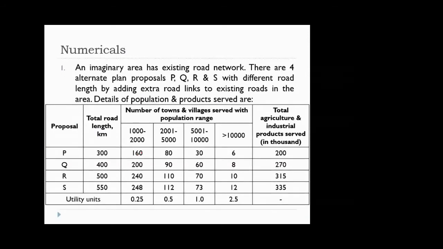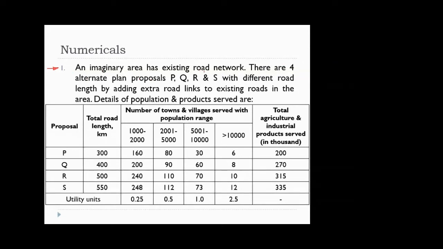So coming to the numerical, we'll see how the actual proposal or the phrasing is done. I had shared this numerical with you yesterday. So I hope you have seen it and written the question. What is there in this numerical is an imaginary area that has an existing road network. For numerical or academic purposes it's an imaginary area considered, but you can very well apply it to actual projects in the field.